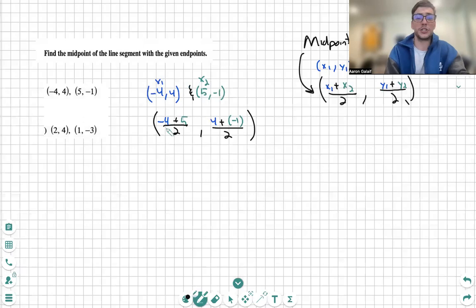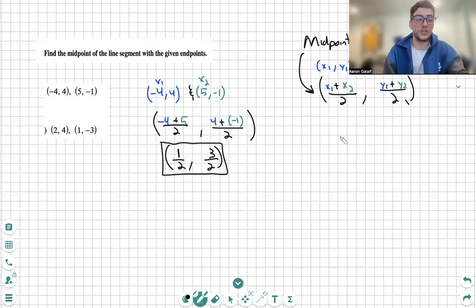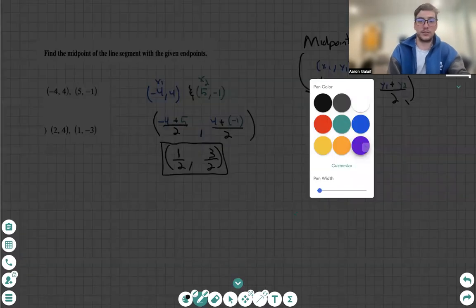So let's just go straight into it now. -4 plus 5 is 1, so 1/2 would be that first one. And 4 plus -1 is 3. There is our first midpoint for those 2 initial points given. Let's jump into the next point.